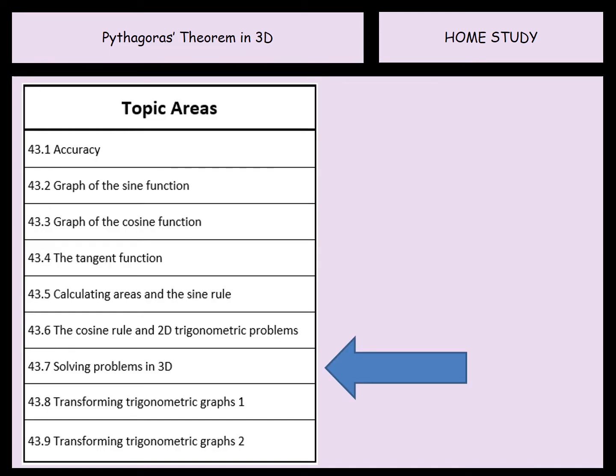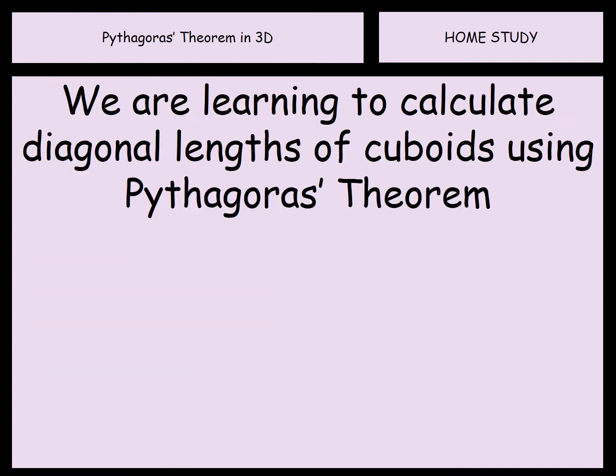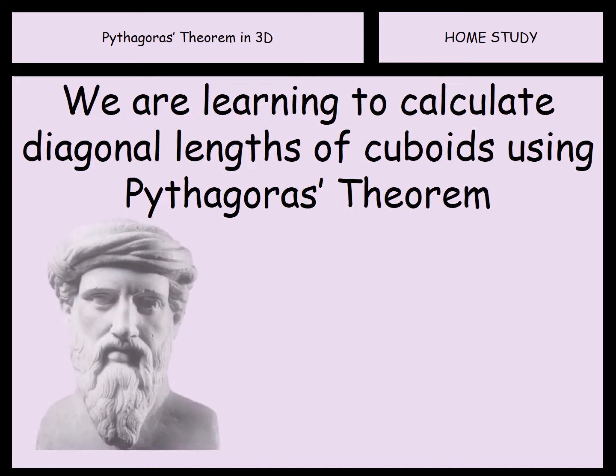In terms of the big picture of what we're doing in this unit, we're now looking at being able to solve some problems in 3D, although specifically today I'm only going to look at Pythagoras and how that might help us. So specifically, we're going to look at calculating diagonal lengths of cuboids using Pythagoras' theorem.